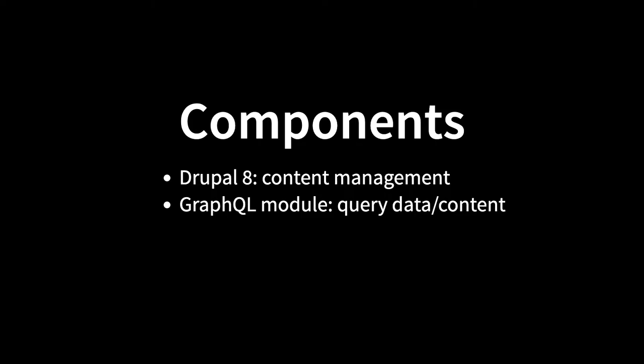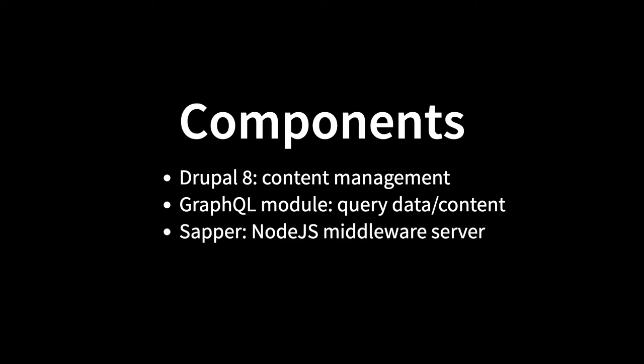All right. What are the components? The components are going to be Drupal for content management, and the GraphQL module. Drupal has a module called GraphQL that we will enable for allowing us to query. Sapper is the middleware. Sapper is a Node.js application that is a companion framework for Svelte. And of course, the last one is Svelte. So Svelte is a JavaScript UI framework. It's actually a compiler, not a runtime. I know I'm repeating myself a little, but that's okay. I'm assuming this is an audience that doesn't know a whole lot about Svelte.